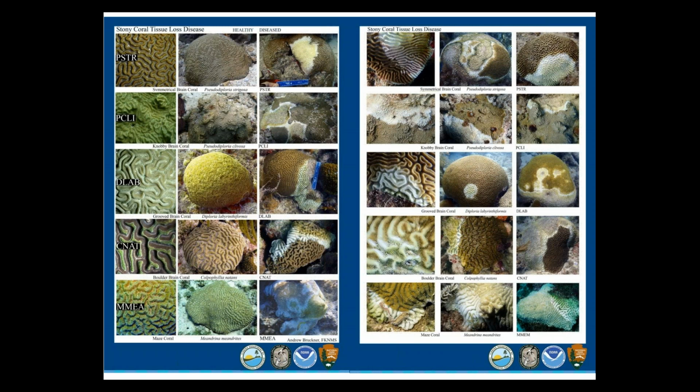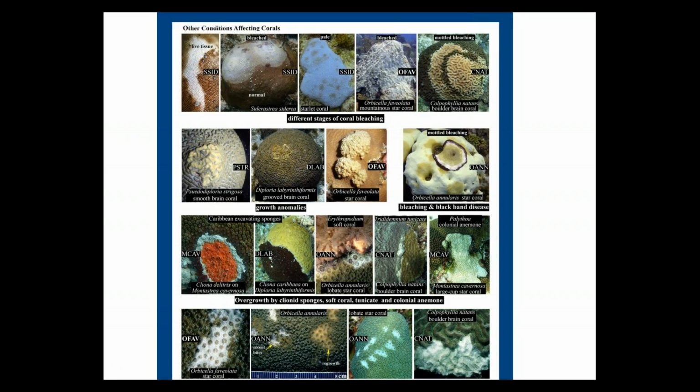One of the things that's useful about this ID card set as well, and it's 3 double-sided cards, is that the final card shows other conditions affecting corals that may get confused for stony coral tissue loss disease, like bleaching, predation, growth anomalies. And so you may want to look at those and consider whether or not what you're observing is one of these conditions.